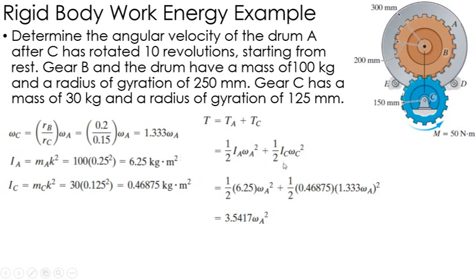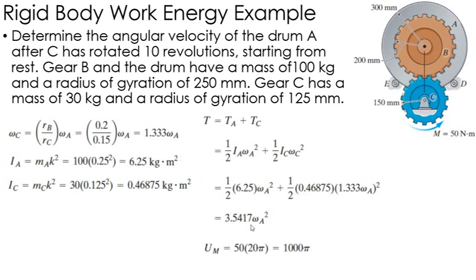So I've got I, okay, and I put everything in terms of omega A using the omega relationship I found over here. So I can find that the kinetic energy is basically 3.5 omega A squared for the two bodies.